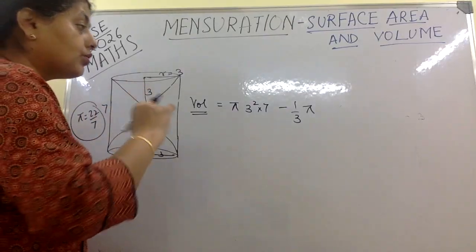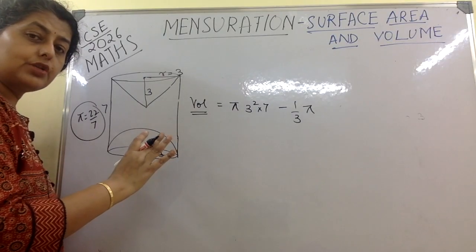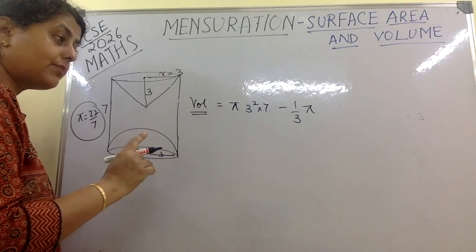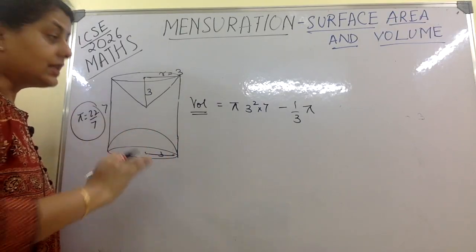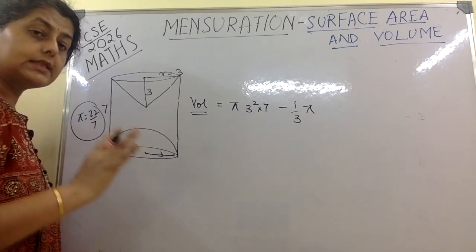Even if they don't tell, if there is a sum where they have not told you pi is 22/7, please take pi as 22/7. When should you take pi as 3.142? Only when they mention it. If nothing is mentioned in the question, pi has to be taken as 22/7 always.